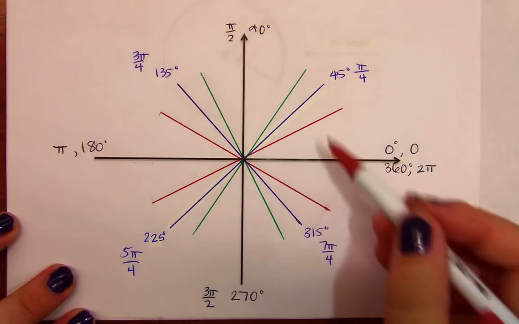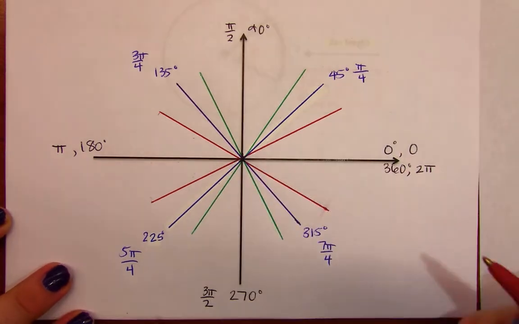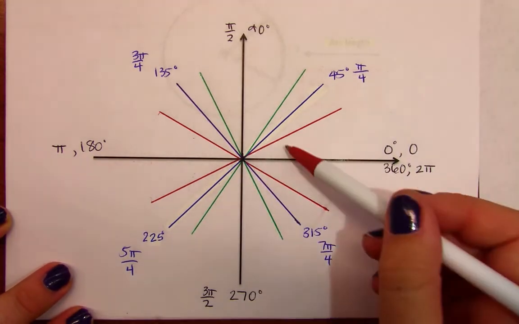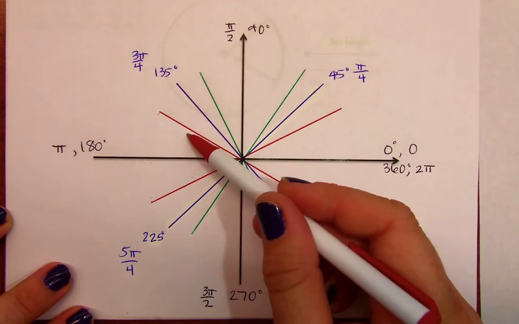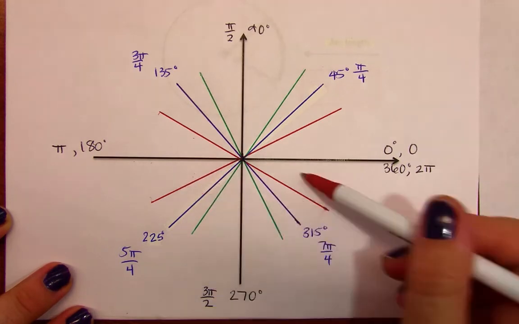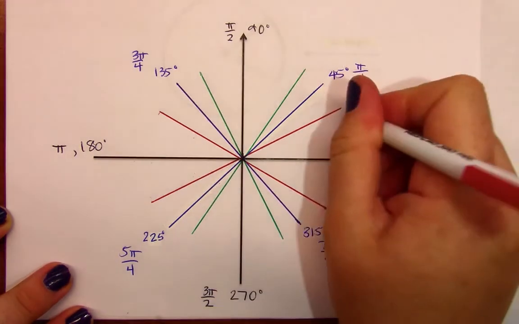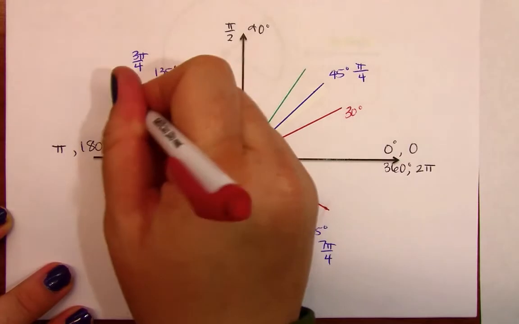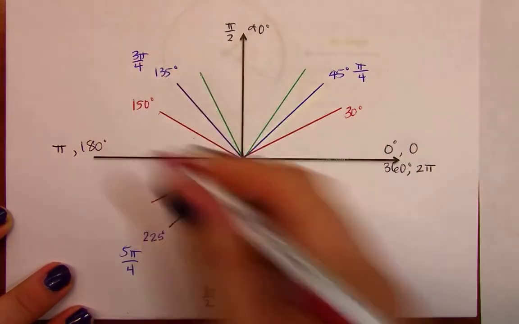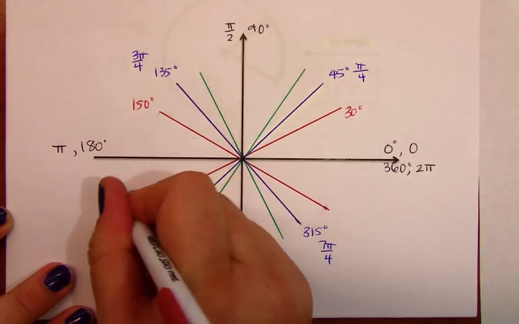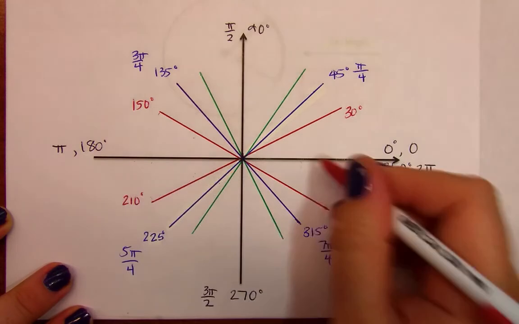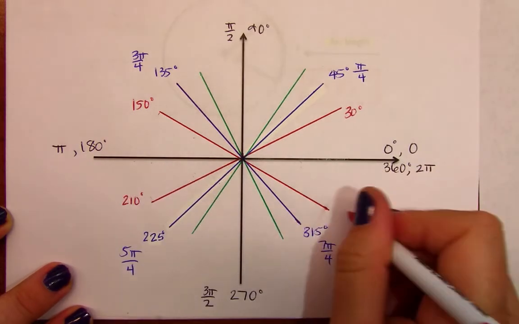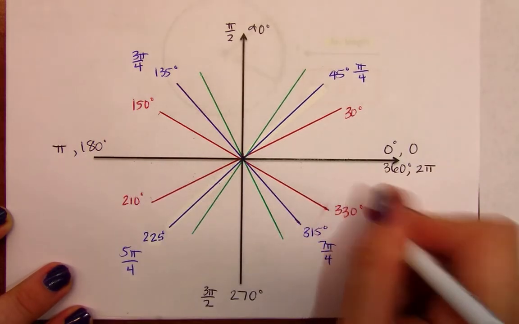Now, looking at these red angles here, these are our 30-degree angles. So it's 30 degrees here, 30 degrees here, 30 here, and 30 here. So this is 30 degrees. And 30 degrees less than 180 would be 150. 30 degrees more than 180 would be 210. And 30 degrees less than 360 would be 330.